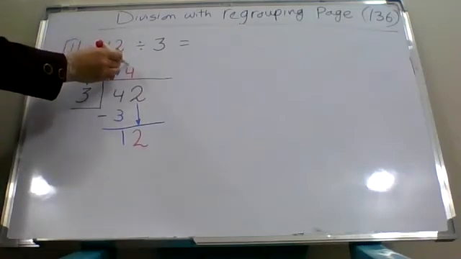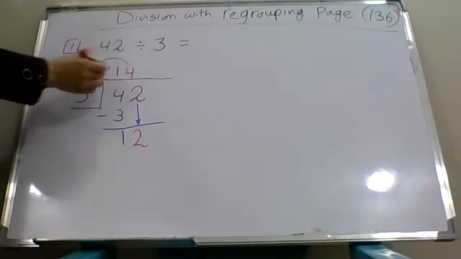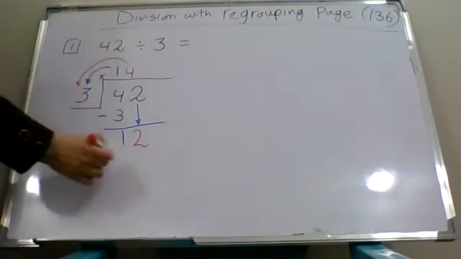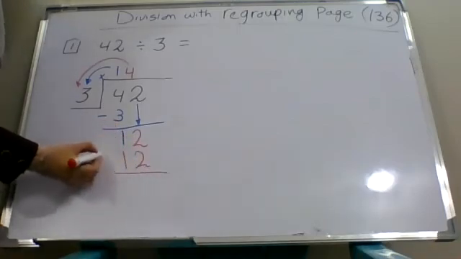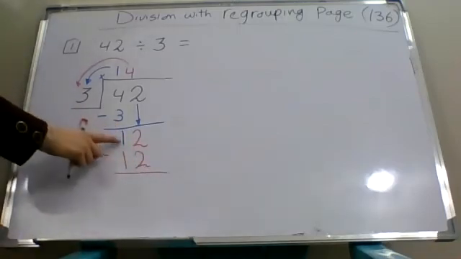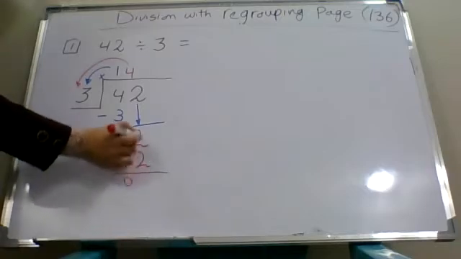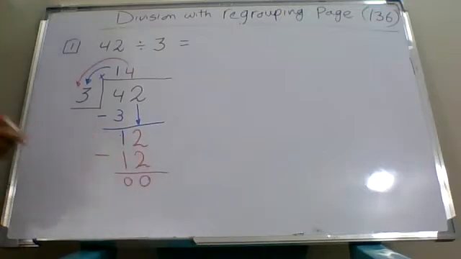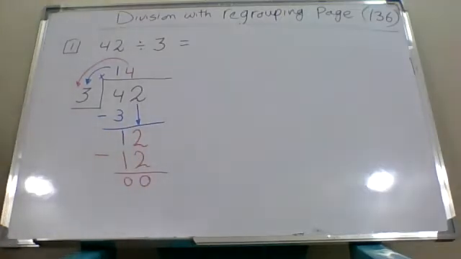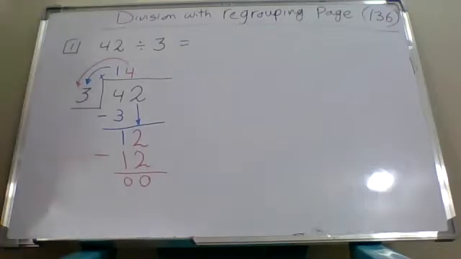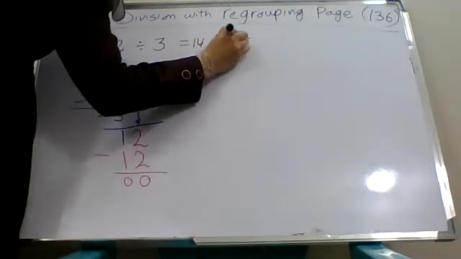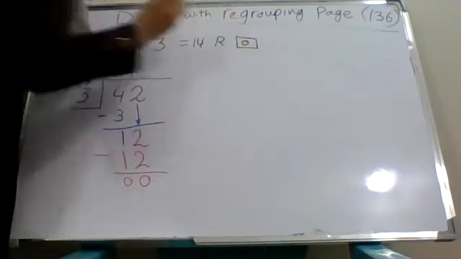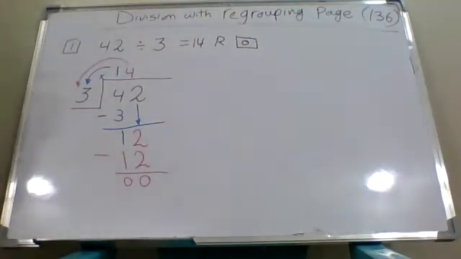Now you have to multiply it with 3. 4 times 3 equals 12. So write 12 over here under the answer. And again, subtract. 1 take away 1 equals 0, and 2 take away 2 equals 0, okay? So 12 take away 12 equals 0. So the answer is going to be 14, and no remainder. What is the remainder? It's going to be 0. No remainder over here, okay?